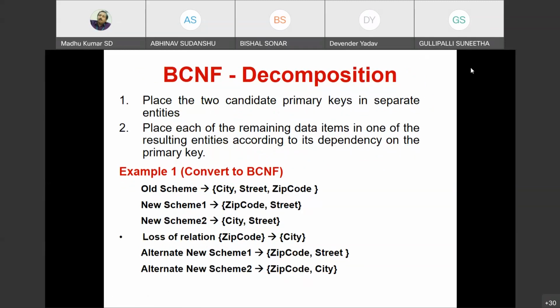Now, this particular relaxation is not there in the case of BCNF. BCNF says that if there is a functional dependency X determines Y, X should be the key of the table. That is the strict condition of BCNF. So please read the lines in this particular slide.